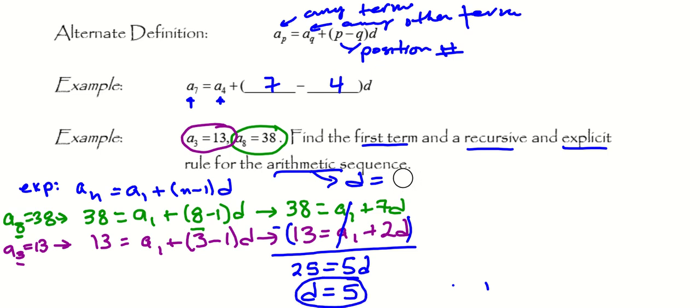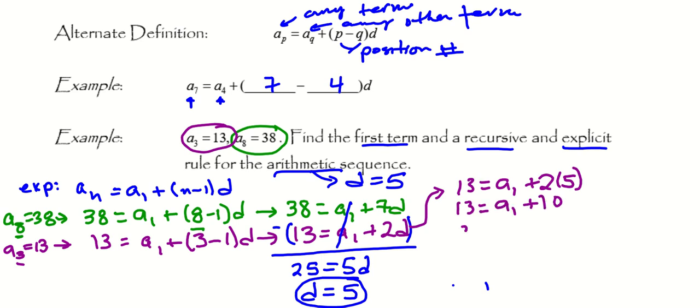All right, so now I know the common difference. I still have to find my first term and a recursive and explicit rule for my arithmetic sequence. So I'm going to take the smaller of my two equations, and I'm going to plug in d. So I get 13 equals a sub 1 plus 2 times 5. So that's 13 equals a sub 1 plus 10. Subtracting 10, I get a sub 1 equals 3. And that was one of the things I needed to find. So I know what a sub 1 equals.